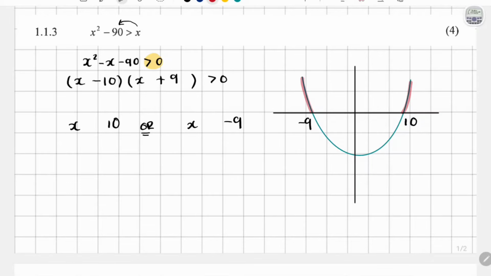So this is something that you can now make a note for yourself. Just remember, whenever they say greater than 0, you're just going to take all the parts of the graph that lie above the x-axis. Okay, so greater than 0 is for above the x-axis. And if they ask for less than 0, you look below the x-axis. So we're only taking these parts.